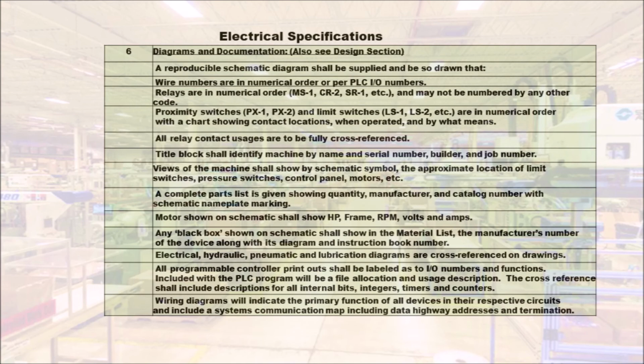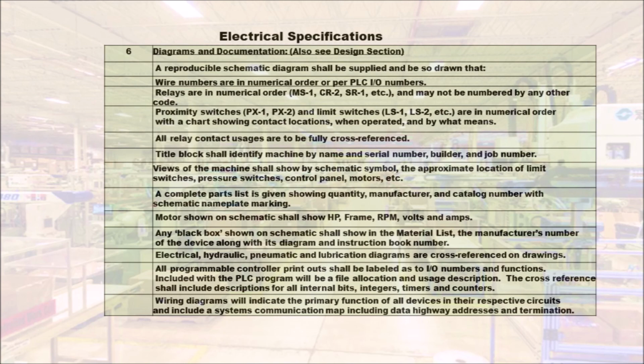Views of the machine shall show by schematic symbol the approximate location of limit switches, pressure switches, control panel, motors, etc. A complete parts list is given showing quantity, manufacturer, and catalog number with schematic nameplate marking. Motor shown on schematic shall show HP, frame, RPM, volts, and amps. Any black box shown on schematic shall show in the material list the manufacturer's number of the device along with its diagram and instruction book number. Electrical, hydraulic, pneumatic, and lubrication diagrams are cross-referenced on drawings.